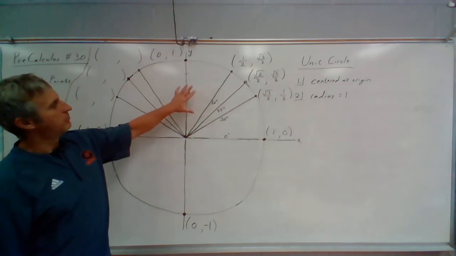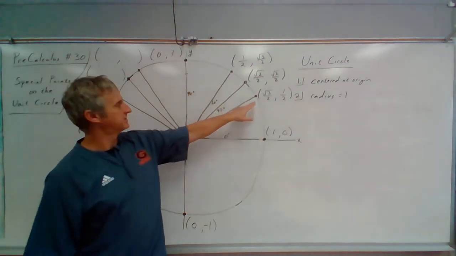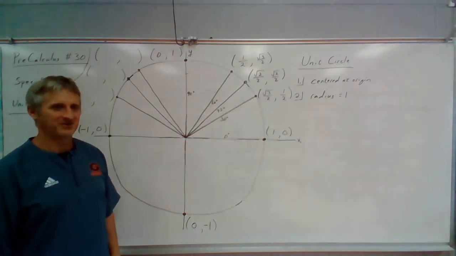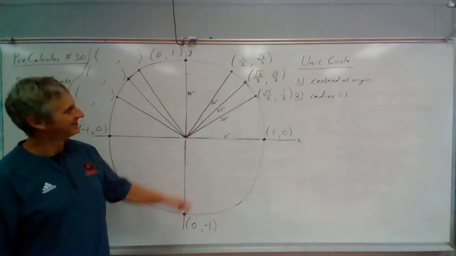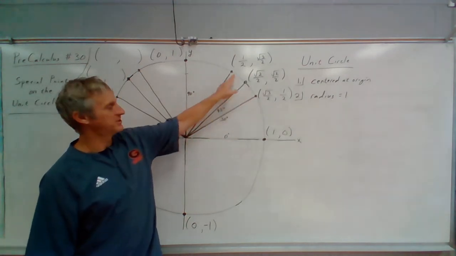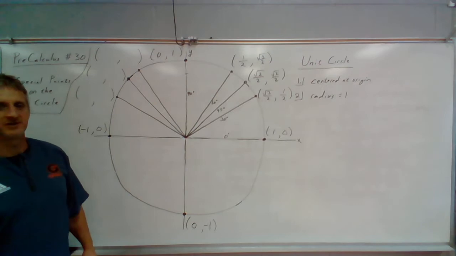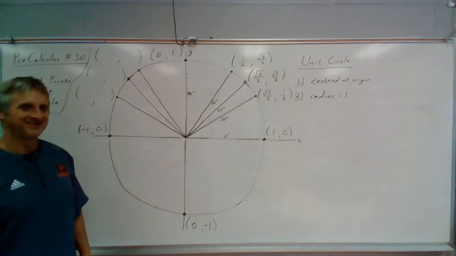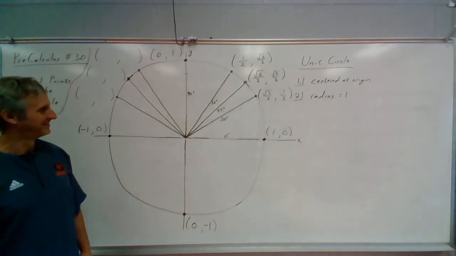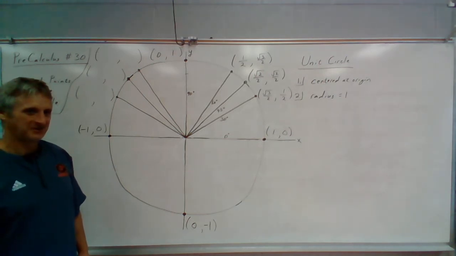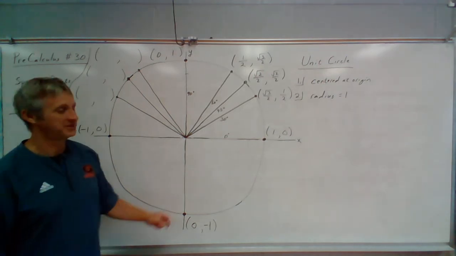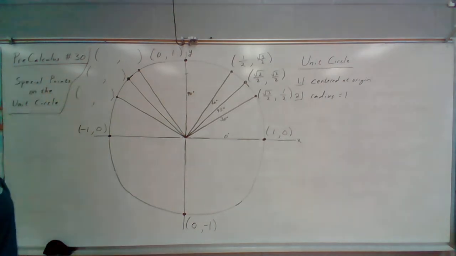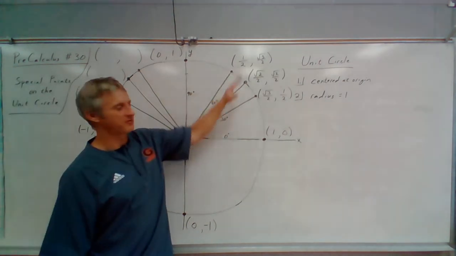All right, so we found the coordinates of, the crows are back. So we found the coordinates of these 3 special points in the first quadrant. Crazy crows, bells ringing.